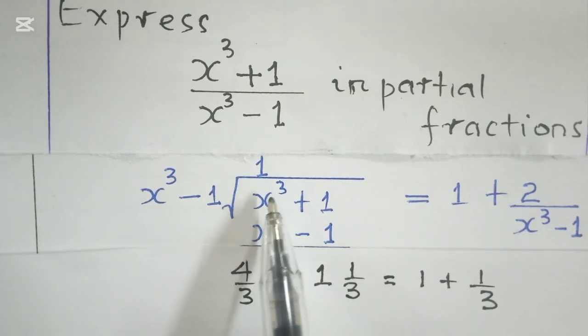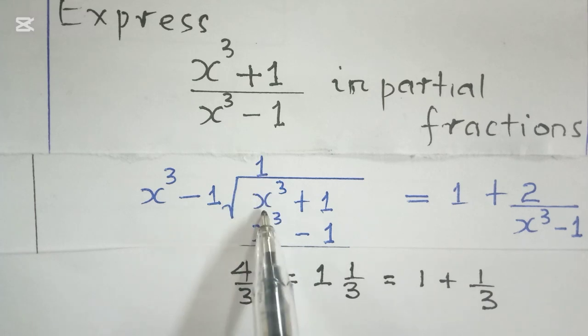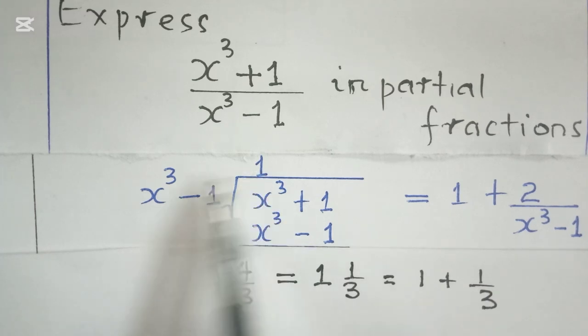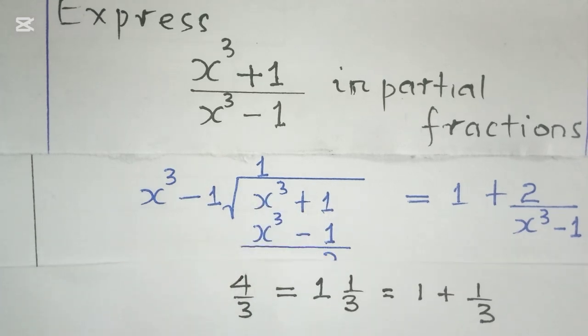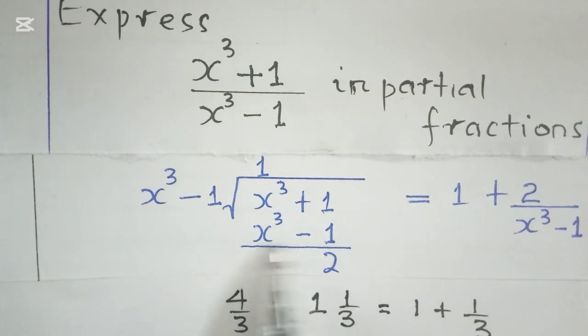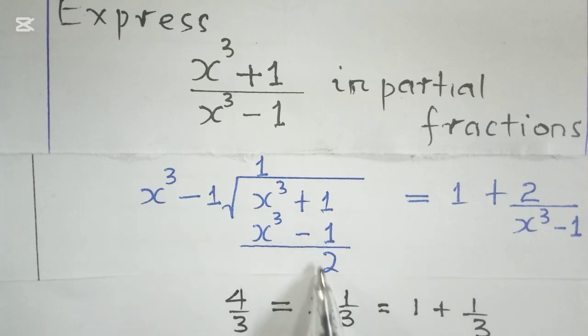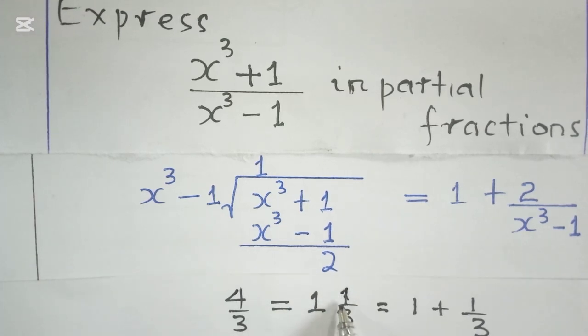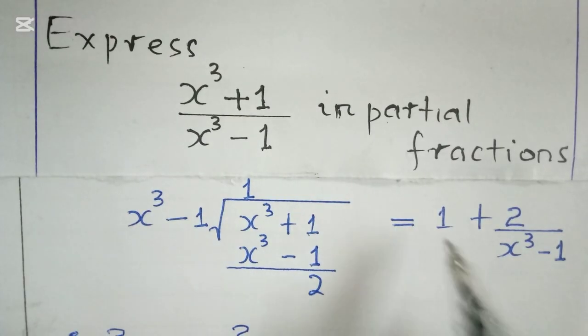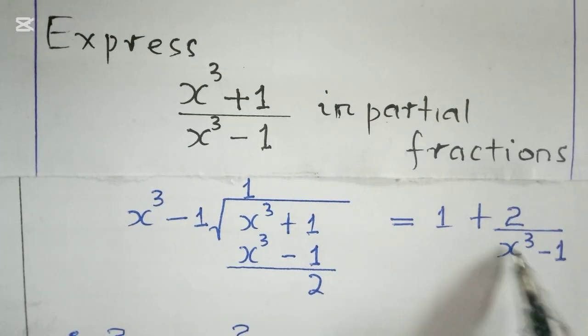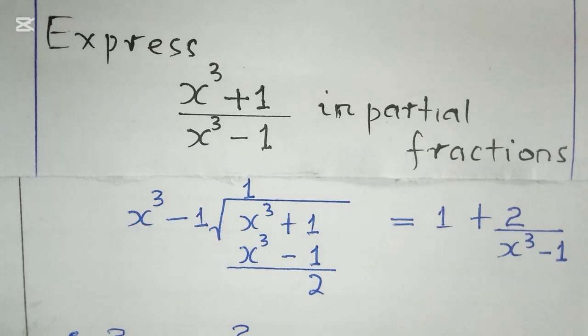We check to see what we can write here so that we can have x cubed. That is going to be 1. 1 multiplied by x cubed will give us x cubed. 1 multiplied by 1 will give us 1. So when we subtract, we shall say 1 minus 1, which is 2. So our remainder is now going to be 2, just as we had a remainder of 1 when we divide 4 divided by 3. And so therefore we are going to have 1, then remainder 2 all over x cubed minus 1.